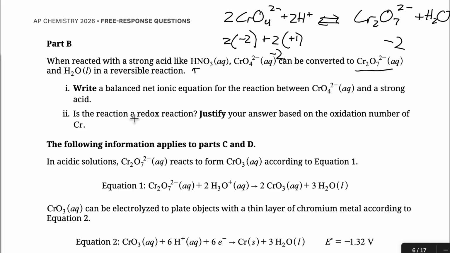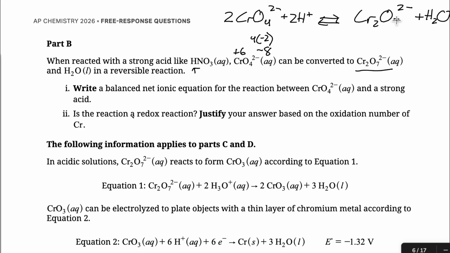The second question says, is the reaction a redox reaction? Justify your answer based on the oxidation number of Cr. So to do the oxidation number of Cr, we'll look here. We see that the overall molecule is -2, and we have 4 oxygens. The oxidation number for oxygen is -2. So we have 4 oxygens with a -2 oxidation number. That's -8. And then our whole molecule is -2. That means that this has an oxidation number of +6.